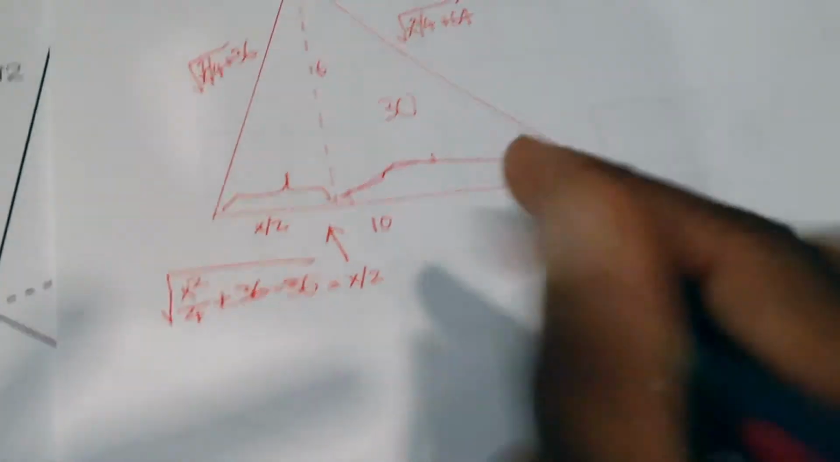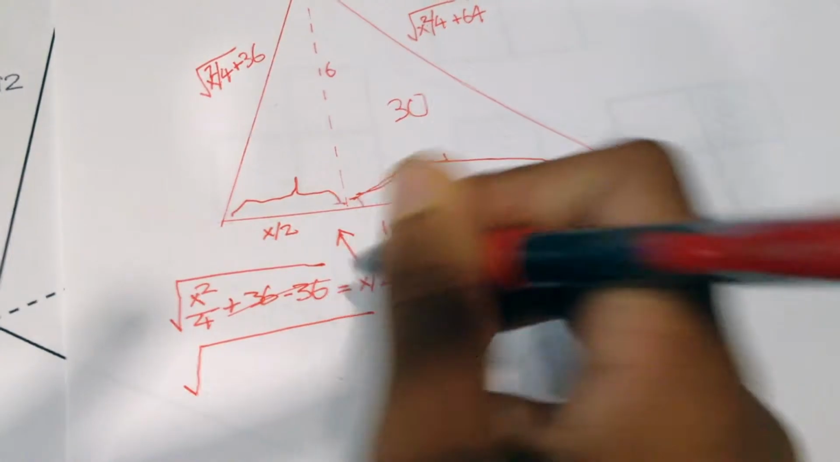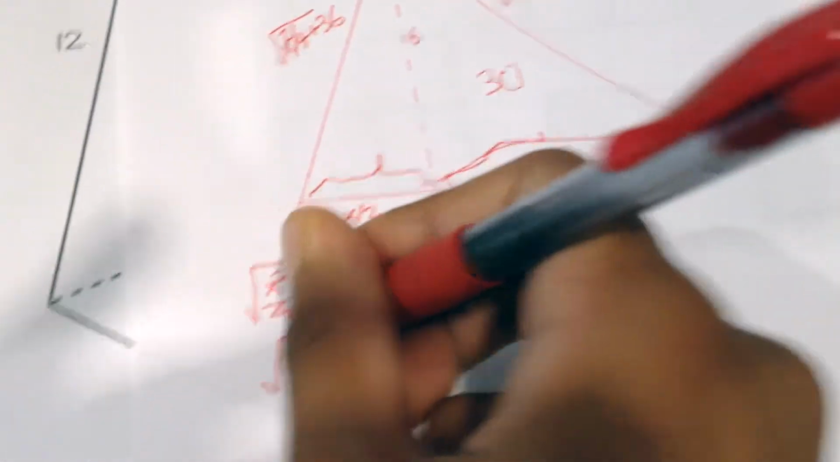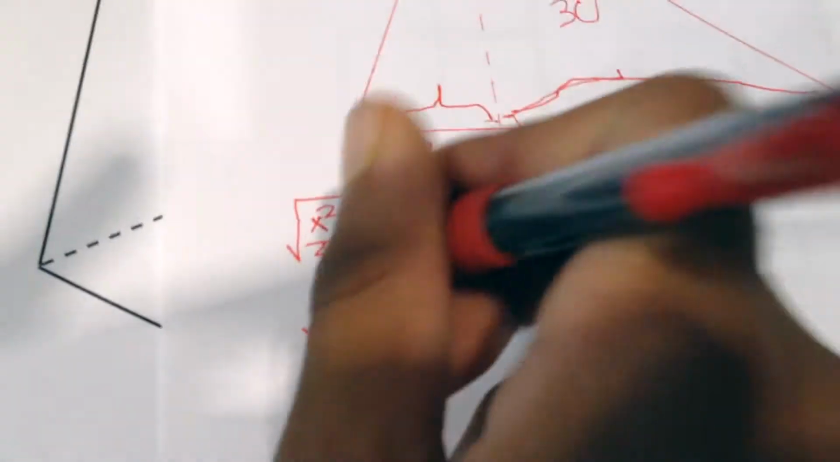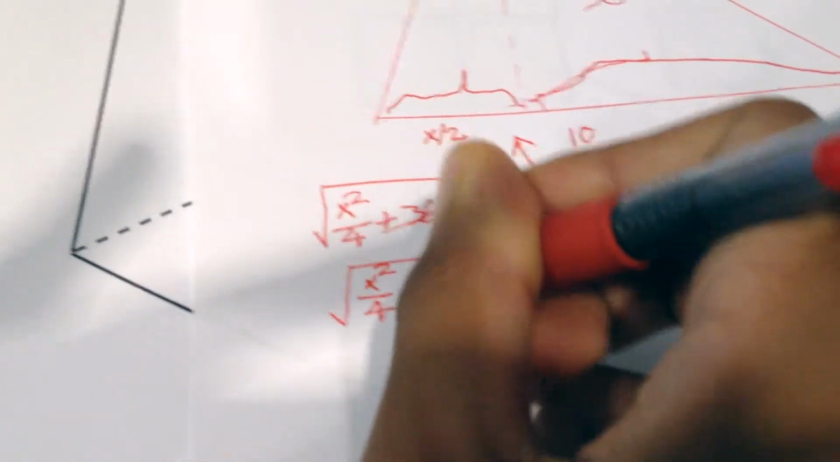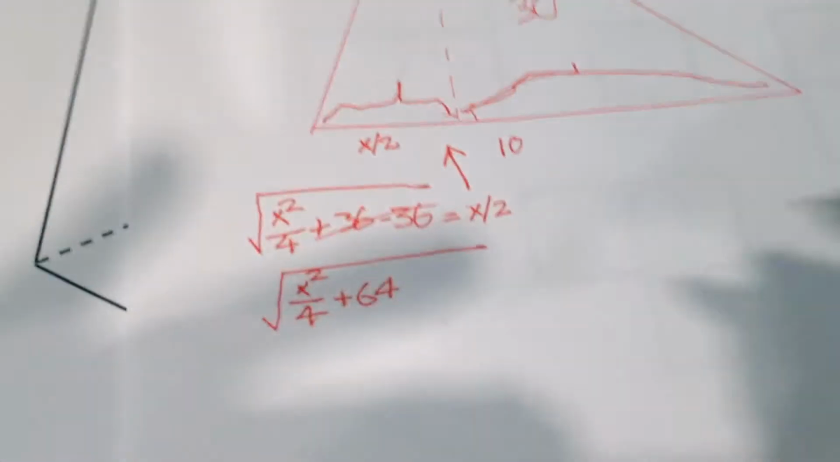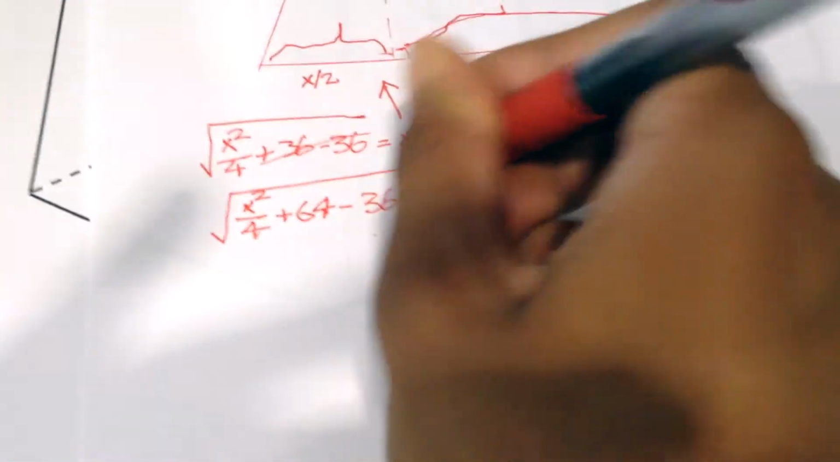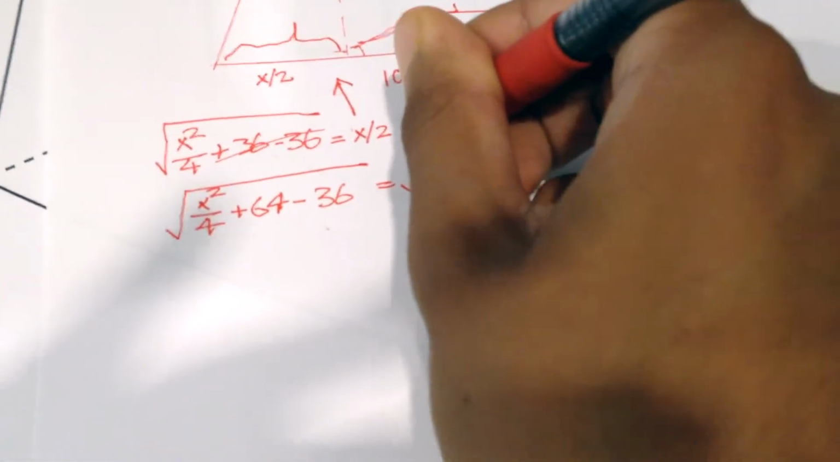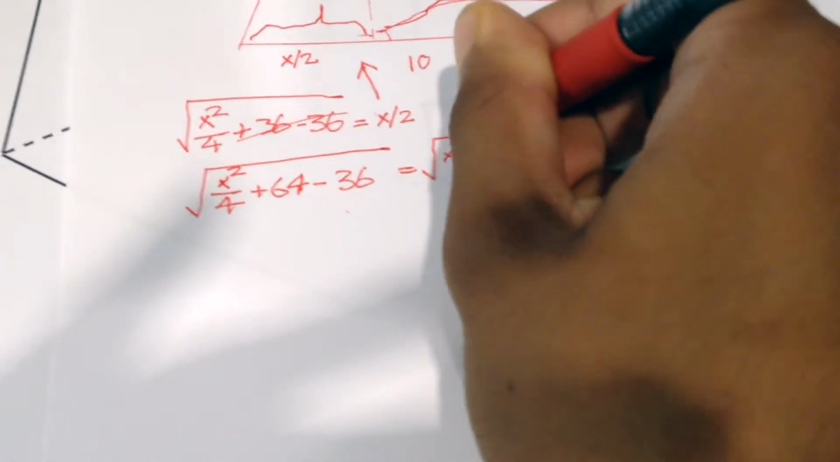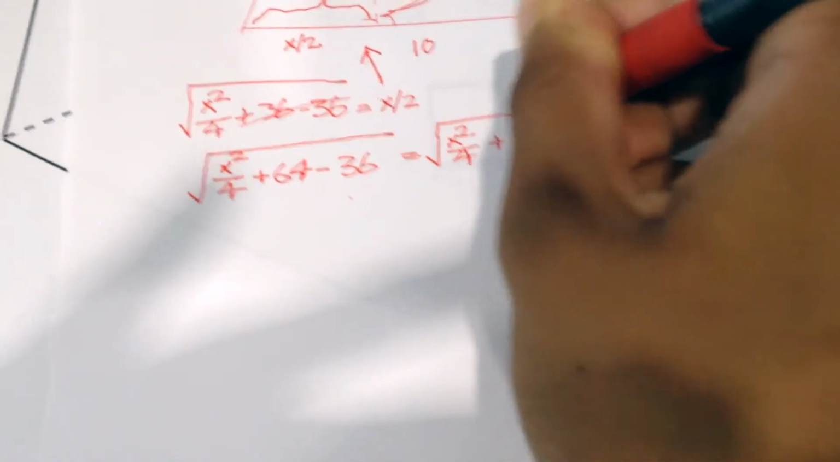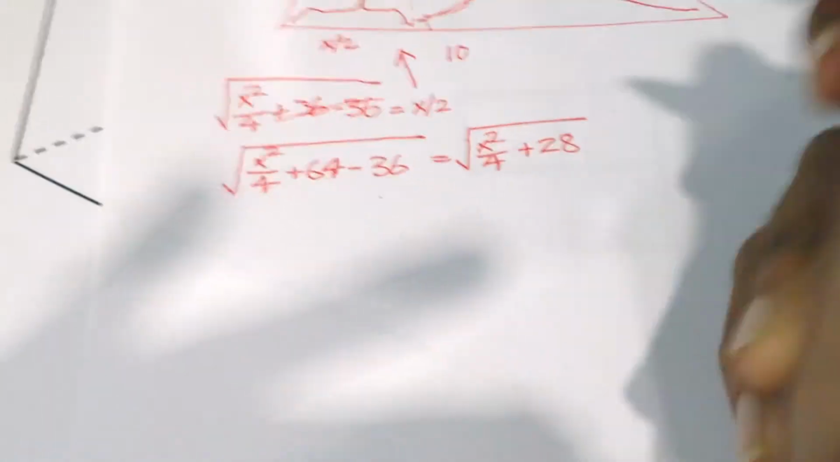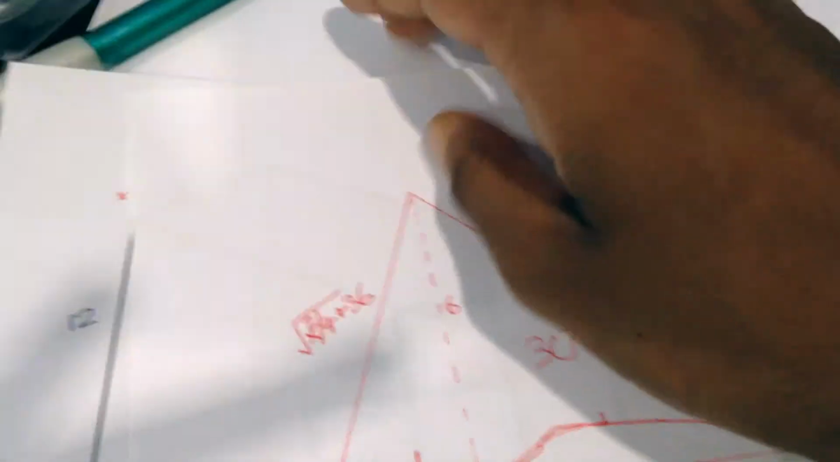And now for the other side, we have x squared over 4 plus 64, and again we have the 6 over here, so we're going to subtract the square of that, which is 36, and we get x squared over 4 plus 28. So it's a little bit ugly, but now we're going to make an equation.